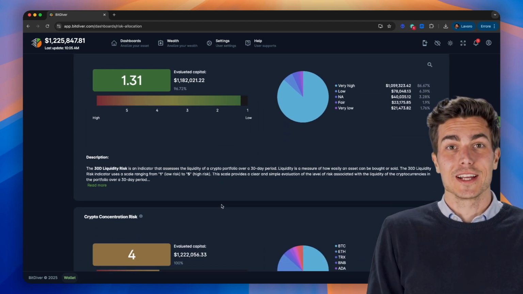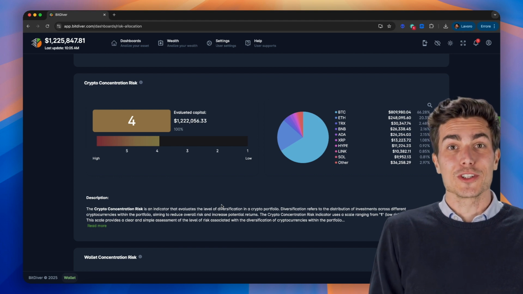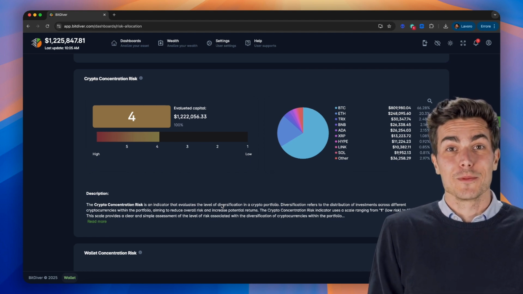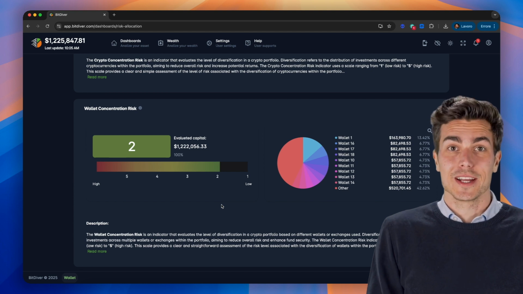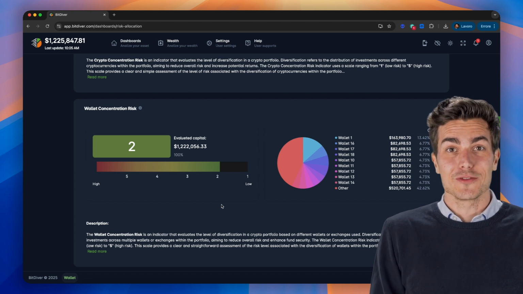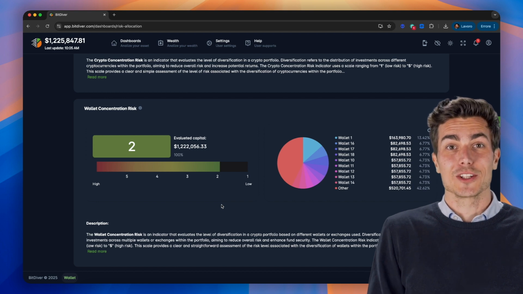Finally, 2 indicators help you assess capital concentration. Crypto concentration risk, whether your portfolio is overly reliant on a few cryptocurrencies. Wallet concentration risk, how your funds are spread across wallets or exchanges. A high score, such as 5, signals strong concentration and calls for attention. If your portfolio depends heavily on a single asset or wallet, any issues in that area could impact your entire strategy.